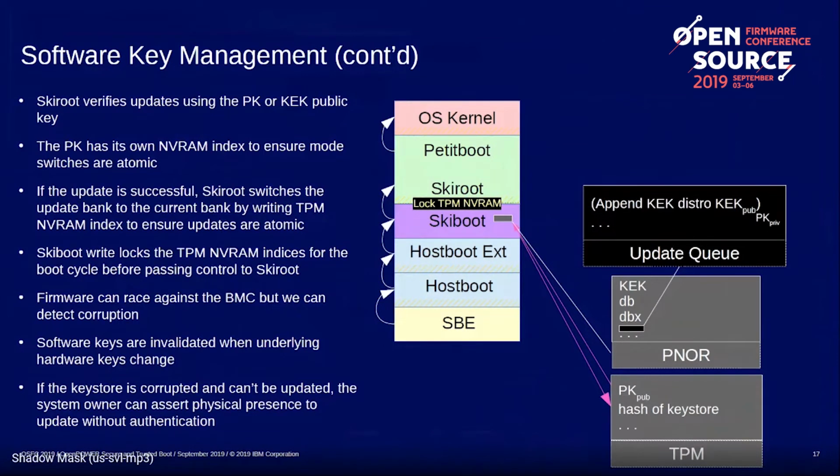So the skiboot layer verifies the updates using the PK or the KEK public key. And the PK is special in that it has its own NVRAM index. And that's because it controls the mode we're in, and we want to be able to switch modes atomically and not worry about the rest of the key store. Similarly, the key store has its own NVRAM index, and we switch banks after an update, and we want to be able to do that atomically.